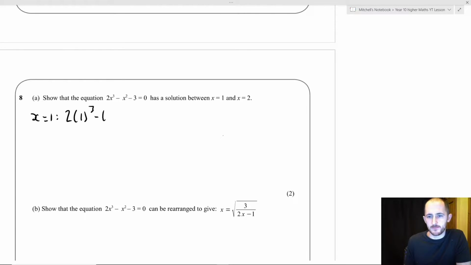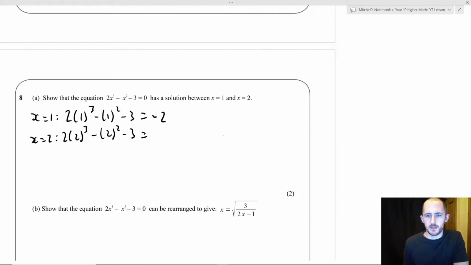Okay. And, well, I don't need a calculator for that. 2 times 1 is 2, minus 1 is 1, minus 3 is minus 2. And x is 2. Okay, so 2 cubed is 8, times 2 is 16, minus 4 is 12, minus 3 is 9. Cool.